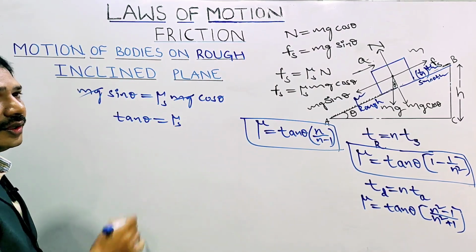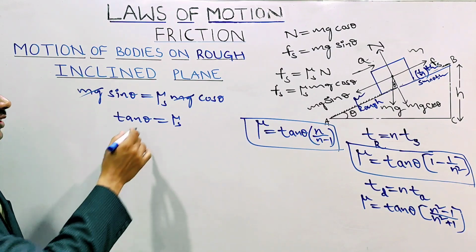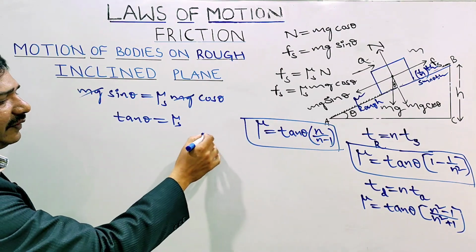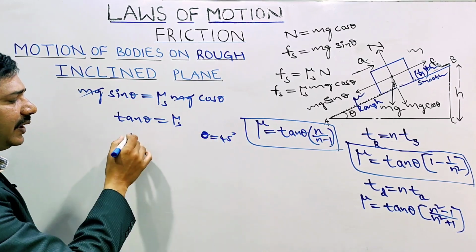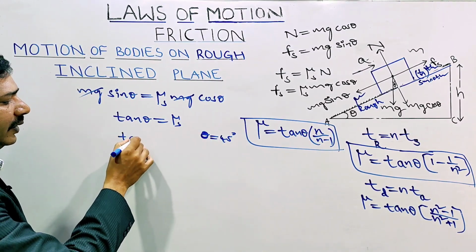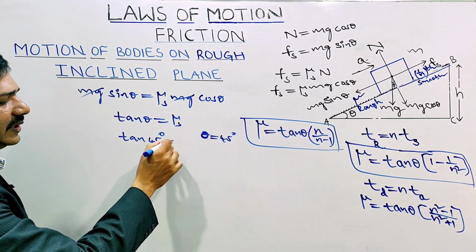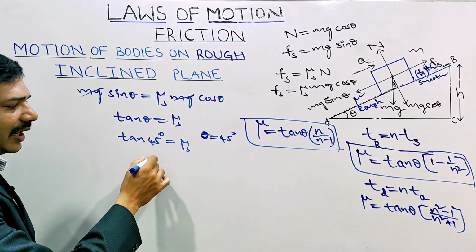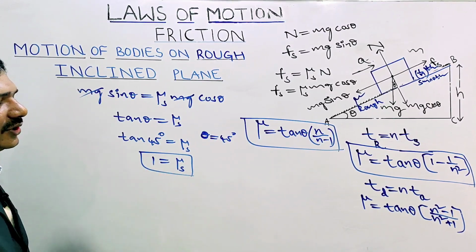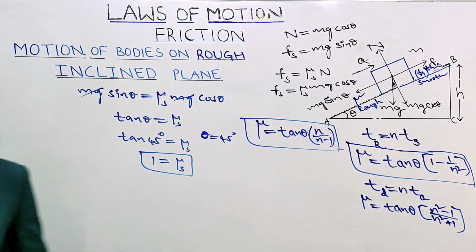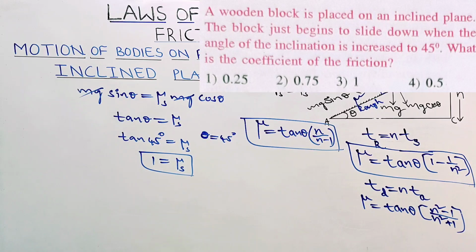Tan theta equal to what? Mu s. The theta value they have given, how much is given? 45 degrees. Substitute here: tan 45 degrees is equal to mu s. The tan 45 value is how much? 1. So therefore the mu s value is 1. Which option is correct? The third option is correct. Next question, you can take on screen.